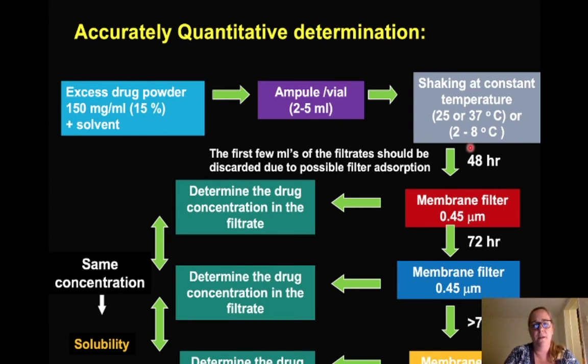After 48 hours, there is a filtration. The first few mils filtrated should be discarded due to possible filter absorption. They're filtered through a membrane filter of 0.45 micron, and afterwards you can determine the concentration in the filtrate. Then you wait 72 hours, filter again through the 0.45 micron filter to determine the drug concentration in the filtrate. And then later than 72 hours, filter again. Then we compare the concentrations and look at the solubility of our compound.